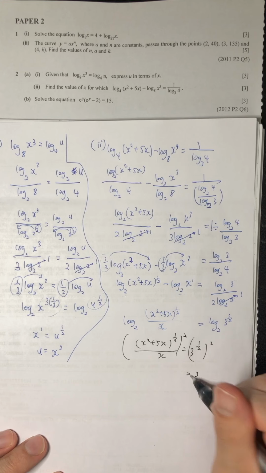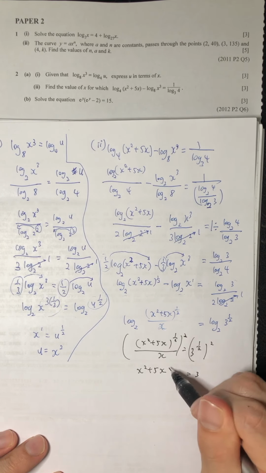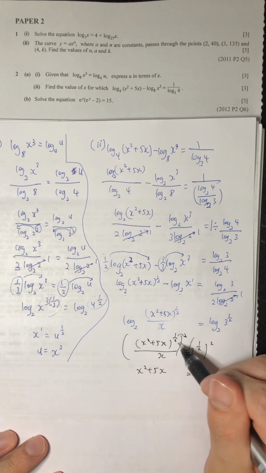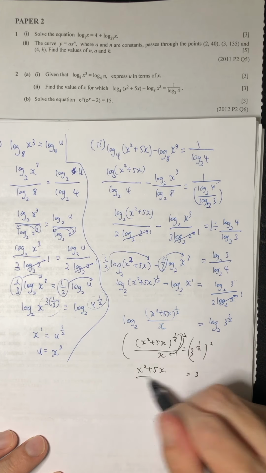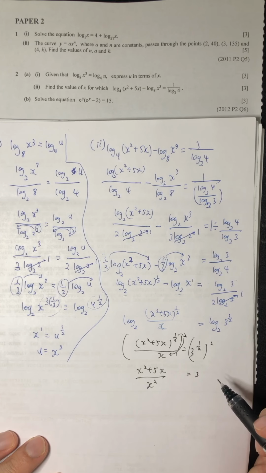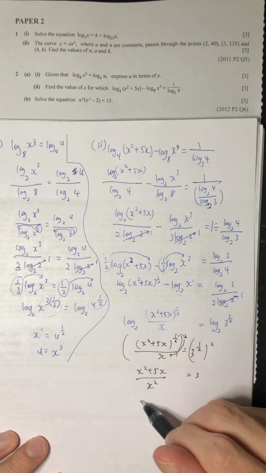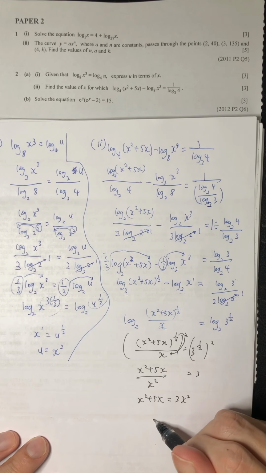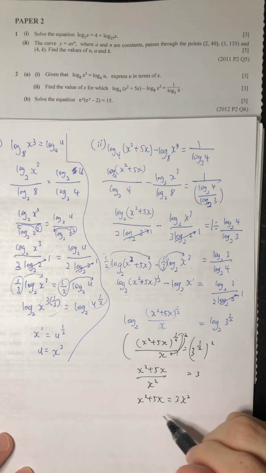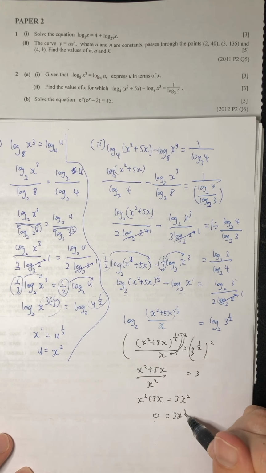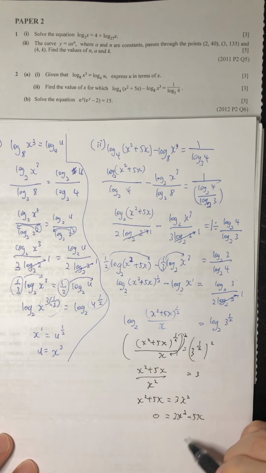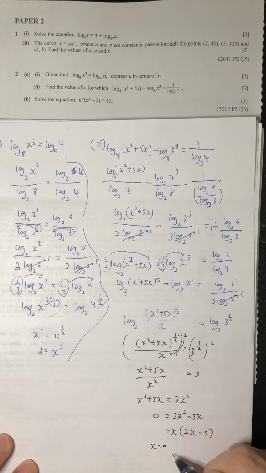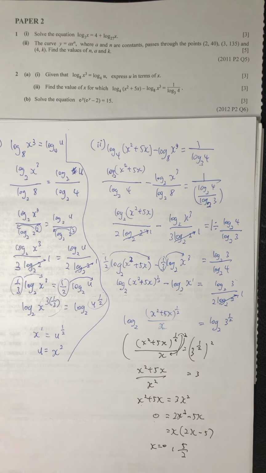Then I will have 3 equals to x squared plus 5x. This one multiplied with this, so I get 1, and this 2 I have to bring over here as well, so I will have x squared. So x squared plus 5x equals to 3x squared. So the answer will be 2x squared equals to 0 minus 5x. I bring this over, minus, so I get 2x squared equals to x times 2x minus 5. So x is either 0 or 5 over 2.